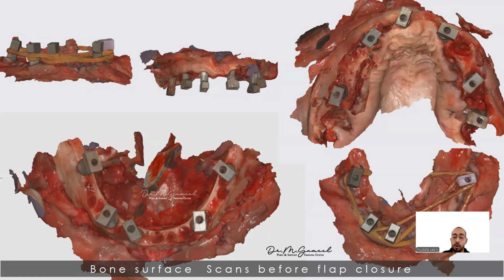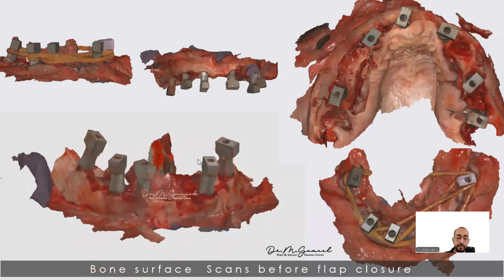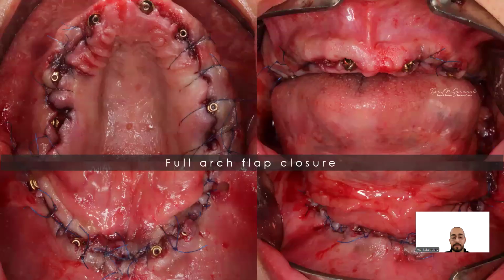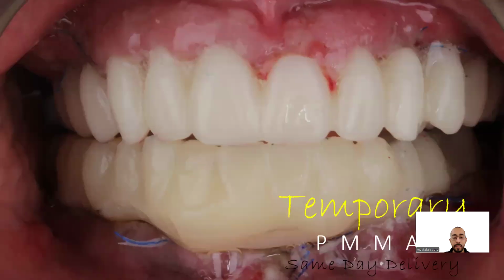So guys, if you are opening a flap, especially if you are going for immediate loading, your soft tissue will follow how the prosthesis looks like. So for you, it's much easier if you take your scan on the bone level. And here is the idea of elastics. You can use it for a continuous scan after suturing. Fantastic scan. Here's the maxilla and mandible after suturing.